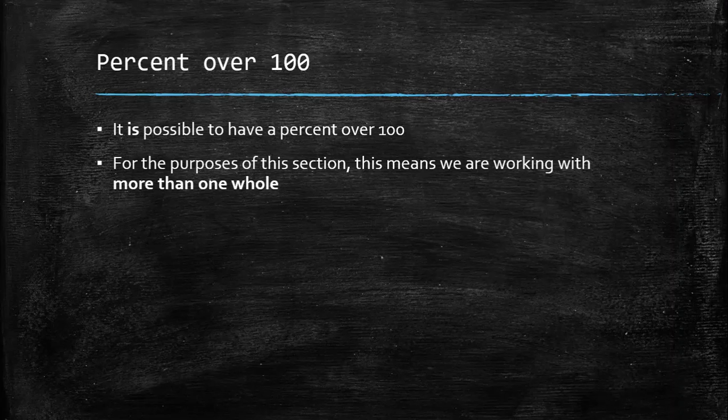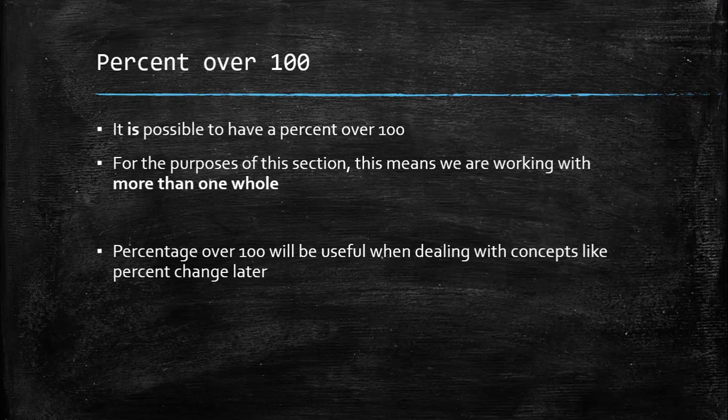Okay, percents over 100. It is possible to have a percent over 100. That's a little bit weird to think about, and it's not applicable in every single problem, but it does show up from time to time. For the purposes of this section, this means we are working with more than one whole. So one whole would be 100%. If we have more than 100%, then we are working with two or three or however many more wholes.